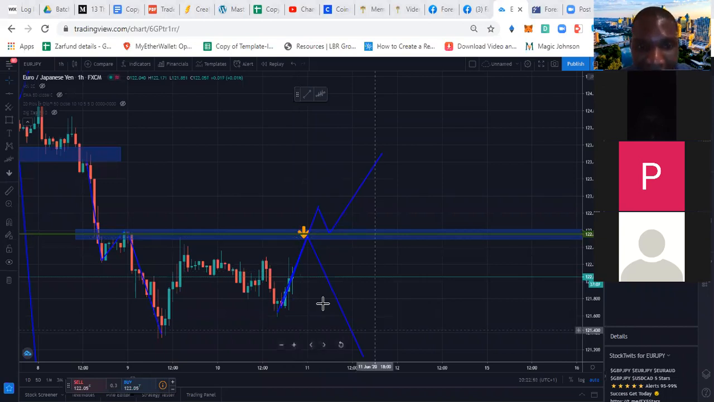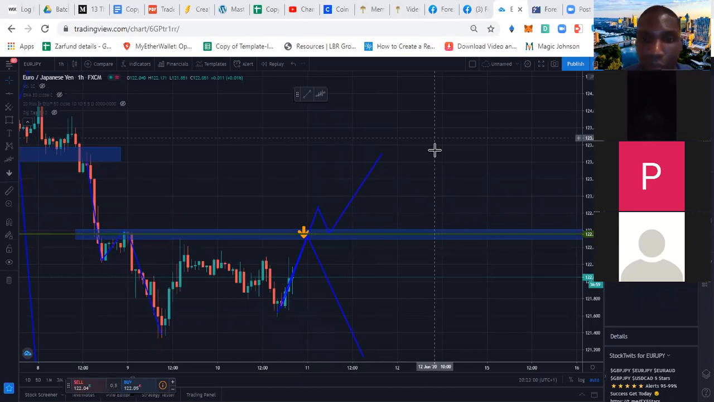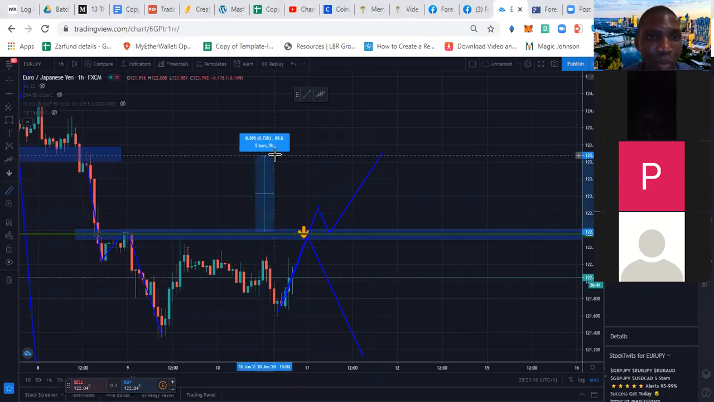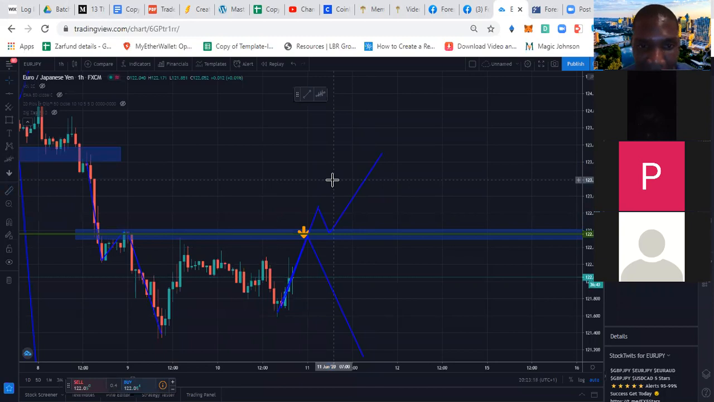But in the case that this structure gets broken, all you need to do is wait for a retest and buy. You buy with confidence. If this structure is broken, you buy with confidence. You know that from here, you are going to get even up to 80 pips. But guys, what I said before is this: your target is 30 to 50 pips a day. Once you get your 30 to 50 pips, you are done for the day. You move away from the market. You go and do other things till tomorrow.